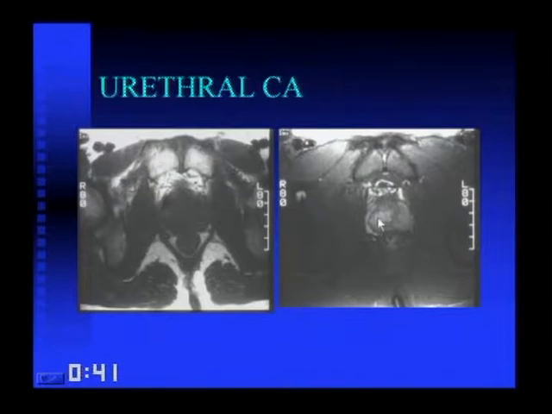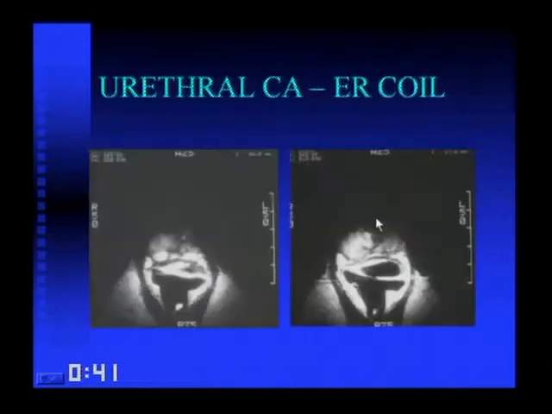So if it's adenocarcinoma, it will be dark. Other things are going to be bright. This is the same patient with an endorectal coil, which, while you have a lot of signal drop-off as it gets away from the coil, you can still see the extent of invasion from the urethra all the way out through the gland. Here you can see the tumor.